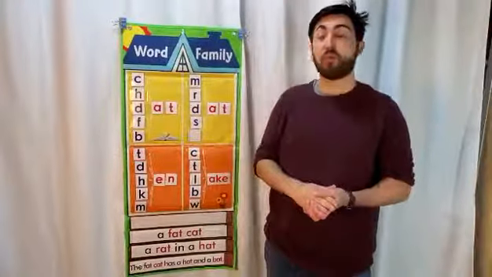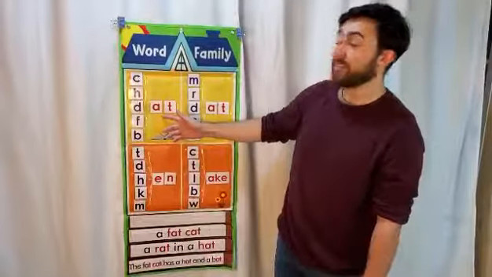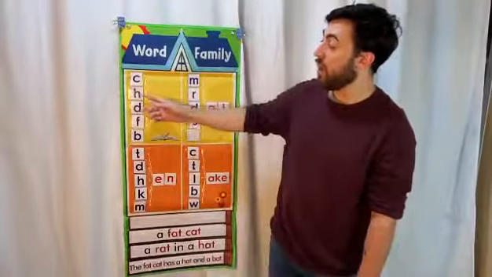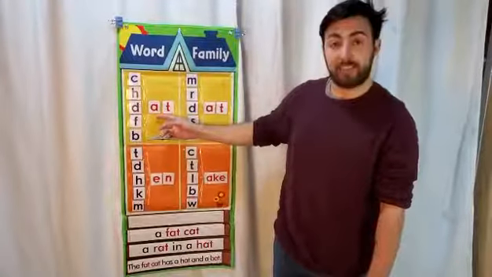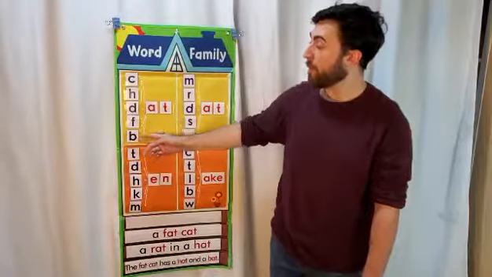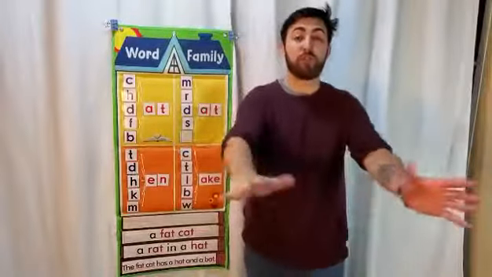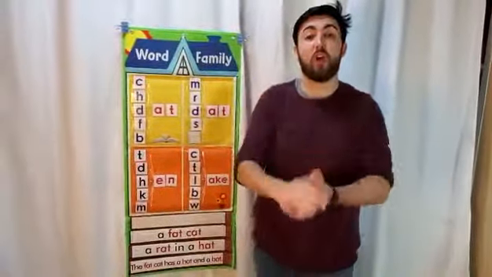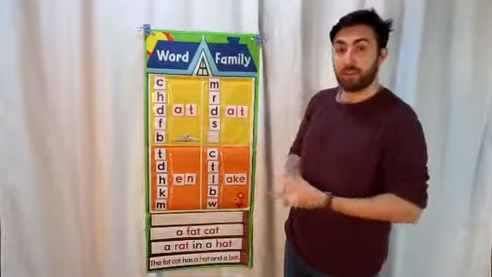For example, today we'll be learning the sound "at". K, at, cat. H, at, hat. D, at, dat. F, at, fat. B, at, bat. Now I would encourage you to have all the students sitting in front of you and chanting along with you so they can really visualize and understand the sounds of the letters.